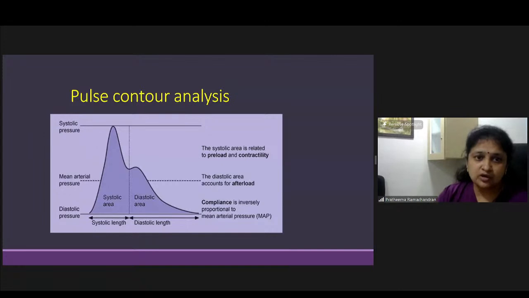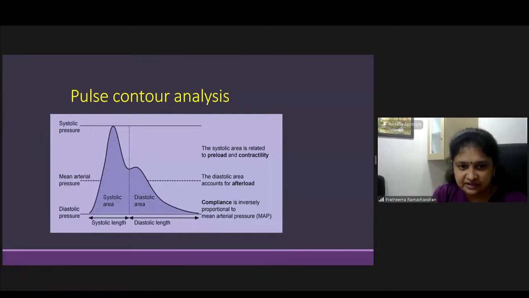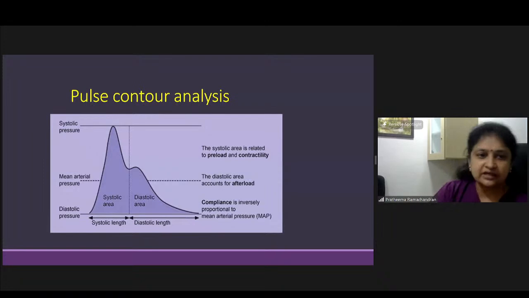So there is something called pulse contour analysis. This is one pulse which is seen in the arterial waveform. I'm not talking about the invasive part. I just want to go into the basics and tell you the principle of what we are thinking, and where we are calculating the hemodynamic monitoring values and interpreting them. So there is a systolic pressure, and there is a dicrotic notch, and there is a diastolic pressure. So this is how a pulse looks like.